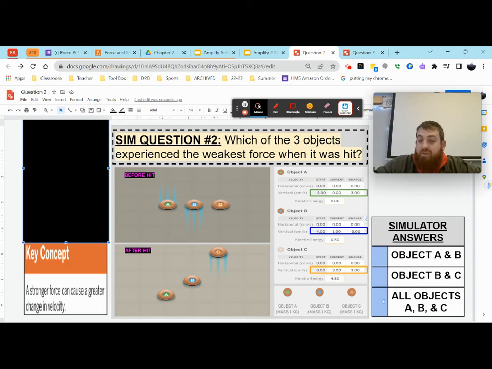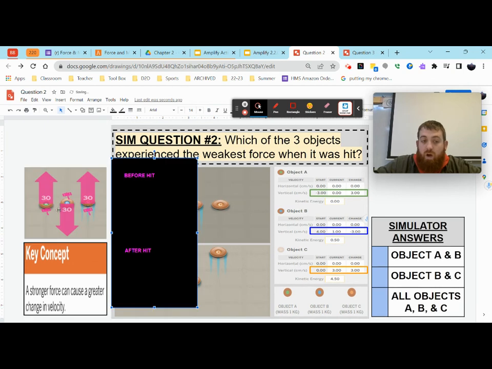If we're looking at our answer here, the best answer is option 3. All objects A, B, and C experienced the same force. And we can see that because when we run our sim, all three objects experience a force of 30, causing the velocity changes that we see.